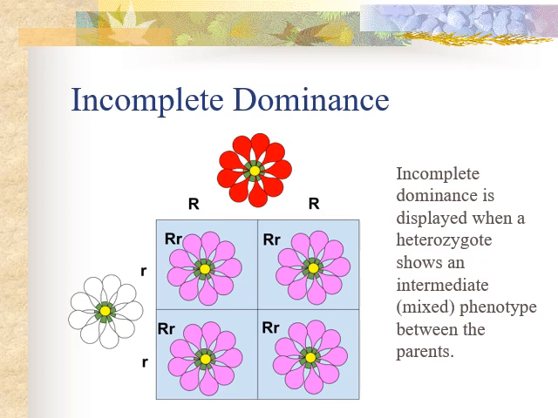It'd be as if you mated a black horse and a white horse, and you get a gray horse. These alleles are incompletely dominant. You get a mixed phenotype.